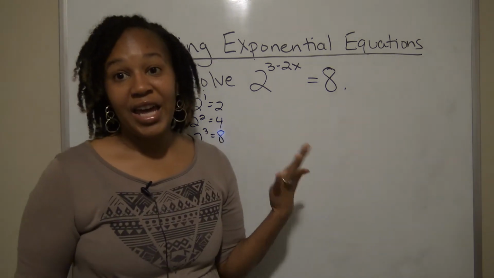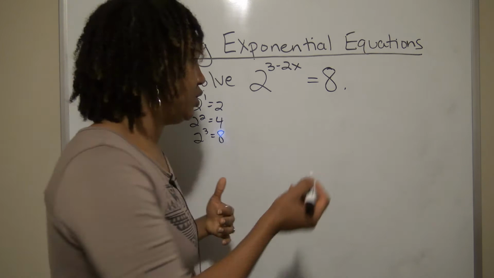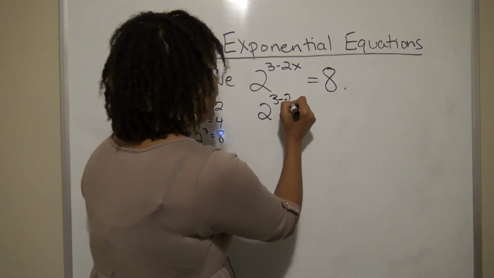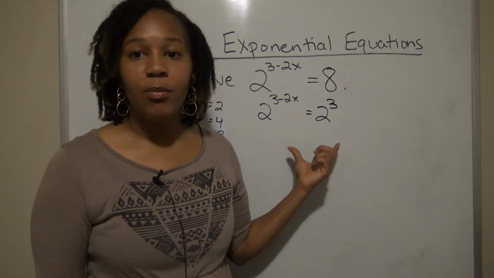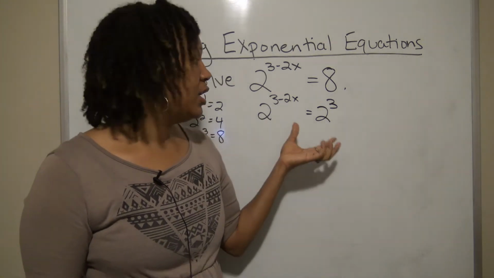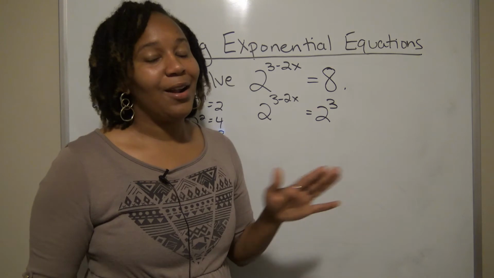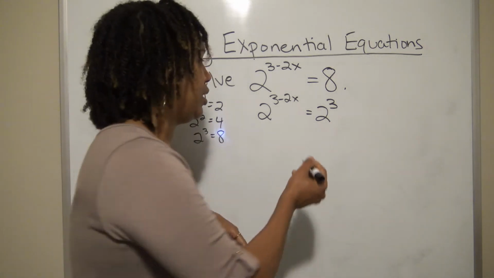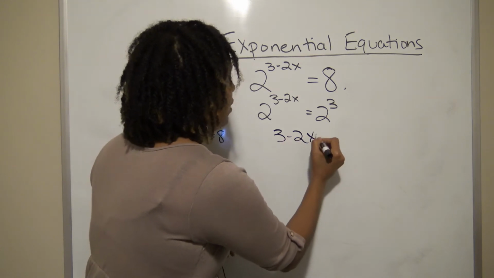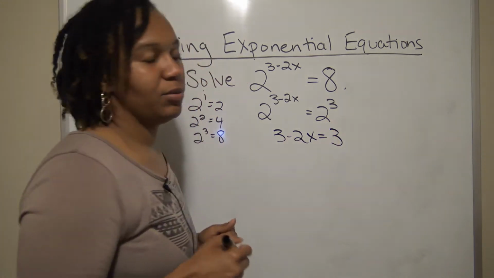So yes, I can rewrite 8 so that it has a base of 2. I could rewrite 8 as 2 to the third. And so I've reached my goal of making both sides have the same base. Since the bases are the same, I don't cancel the bases out. I just disregard the bases, and I take the exponents and set them equal to each other, because the exponents have to be equal in order for this to be a true statement.